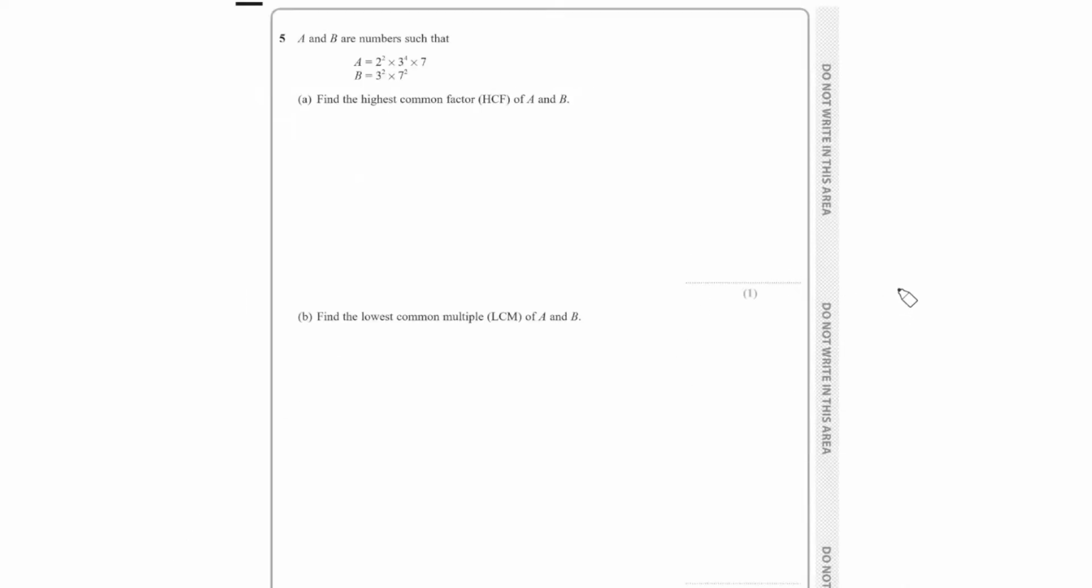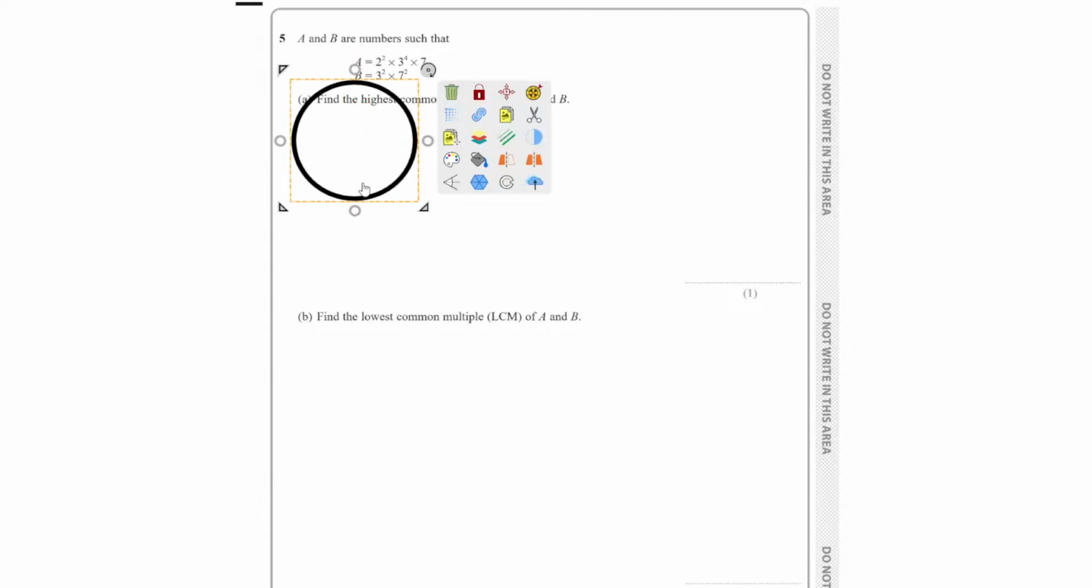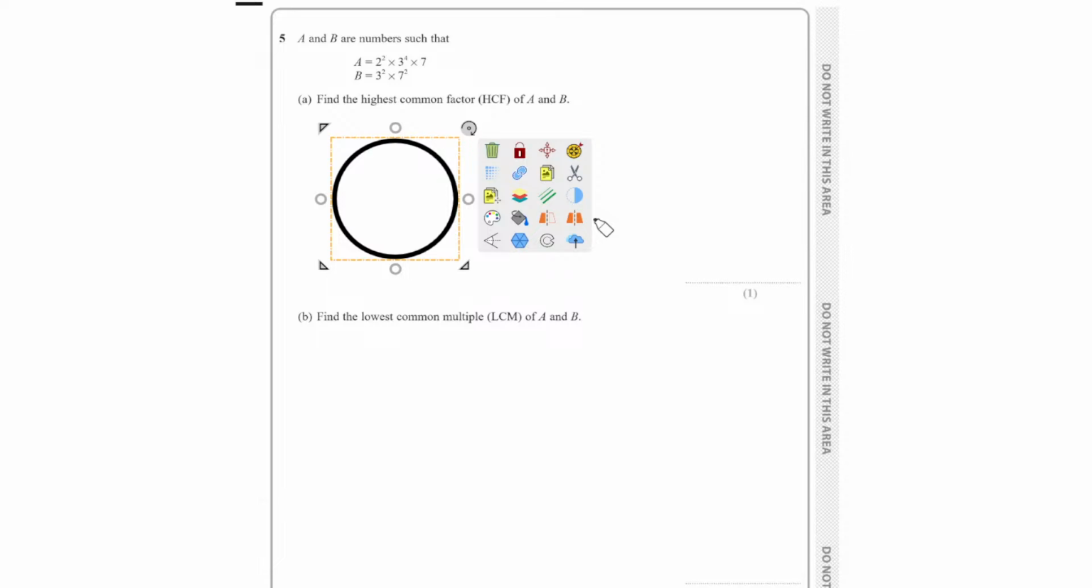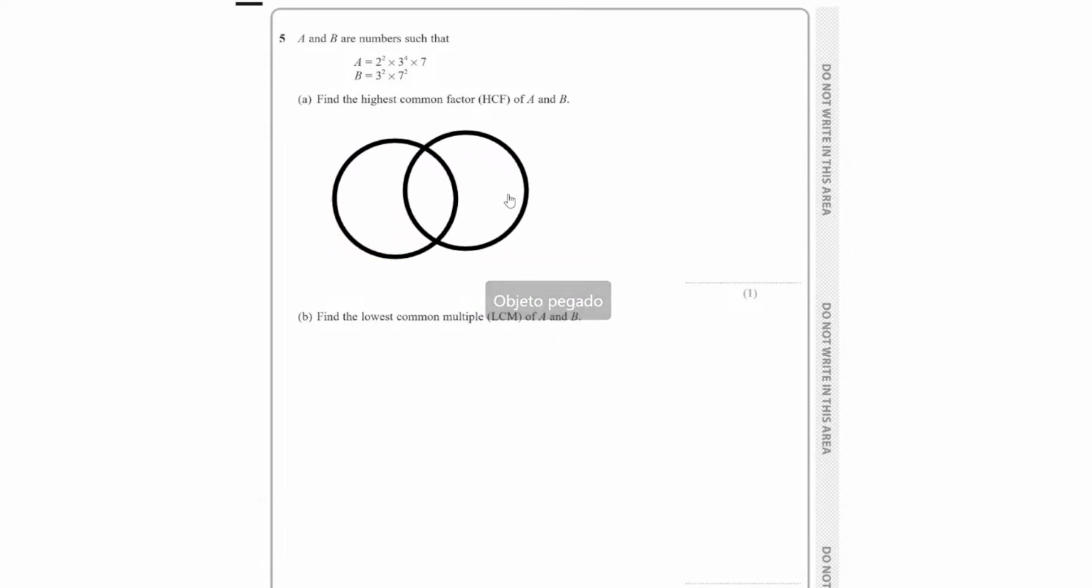Okay, question 5. A and B are numbers such that A is 2 squared times 3 to the power 4 times 7, and B is 3 squared times 7 squared. First of all, find the highest common factor of A and B. There are different ways to do this, but I like to use the Venn diagram method. So I'm going to draw, you can just roughly sketch it, but I'm just going to get some circles. Oh, it's massive. Okay. There. Hopefully I've got enough room there.